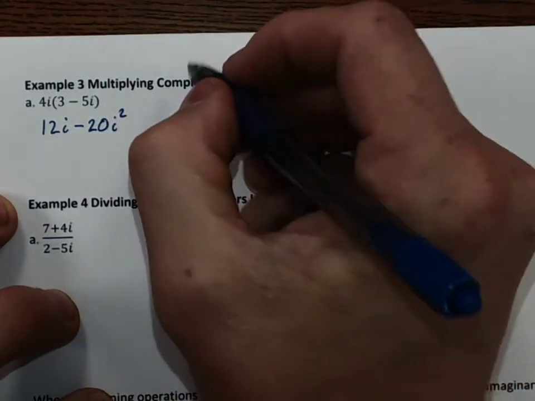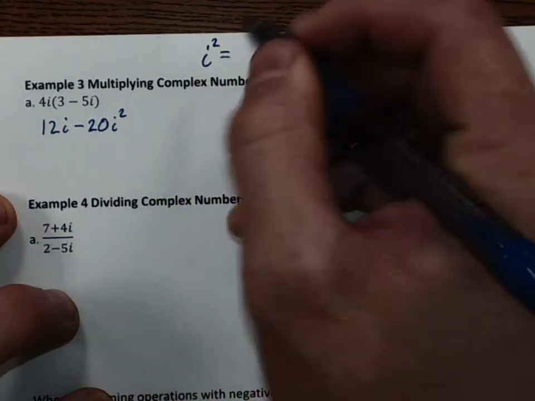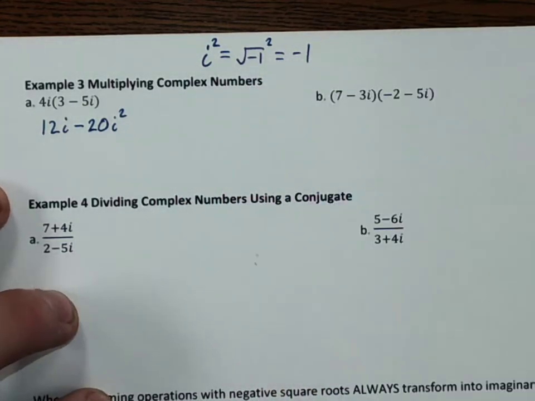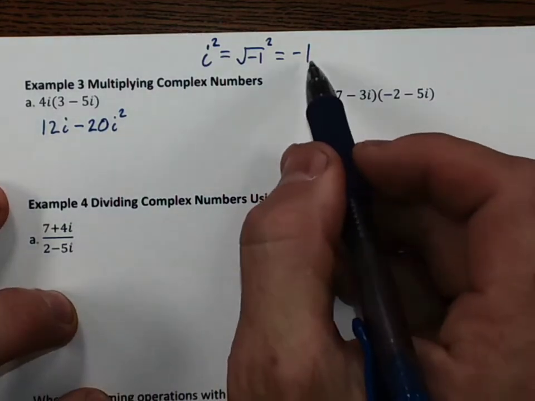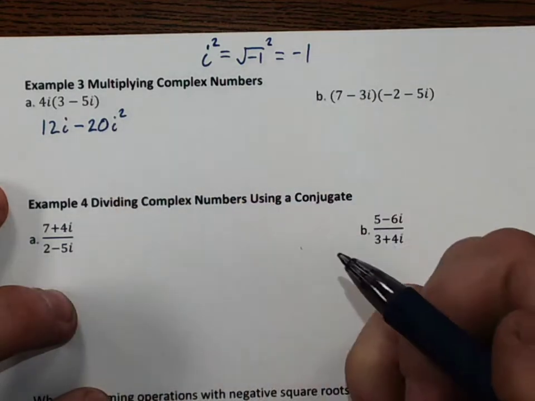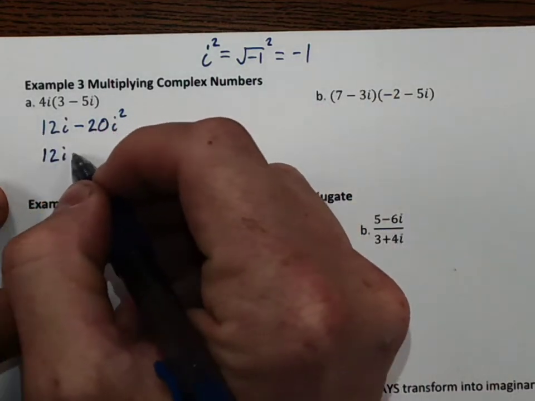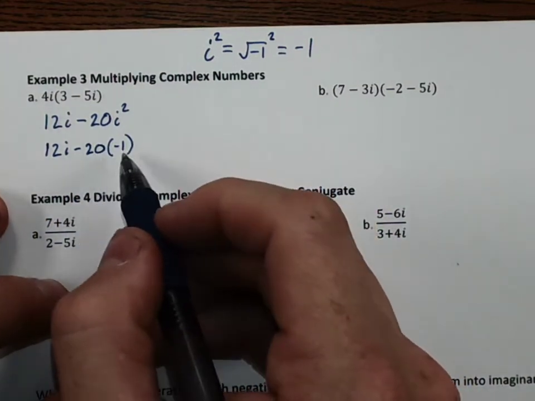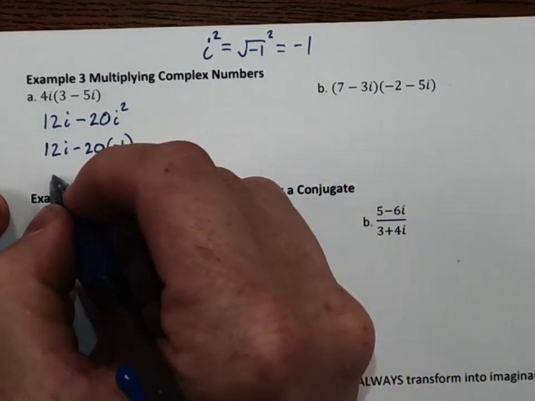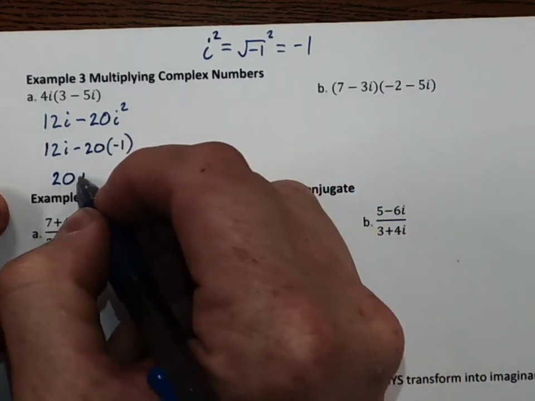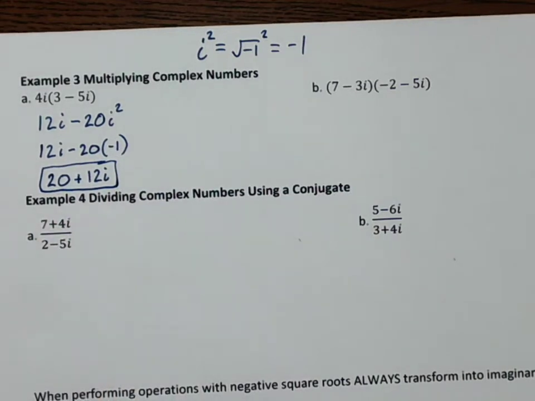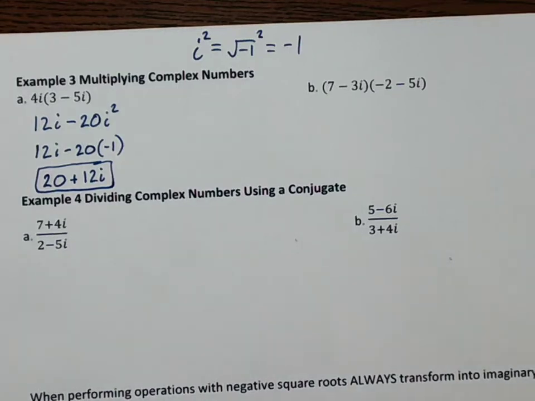But remember, earlier we said i squared is equal to negative 1 squared, which is equal to negative 1. i squared is the same thing as negative 1. So anytime you have i squared, I'm just going to replace it with negative 1. So 12i minus 20 times negative 1. A negative 20 times negative 1 is a positive 20. And we normally put the real part first and the imaginary part second. 20 plus 12i.